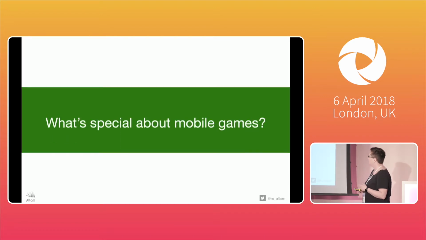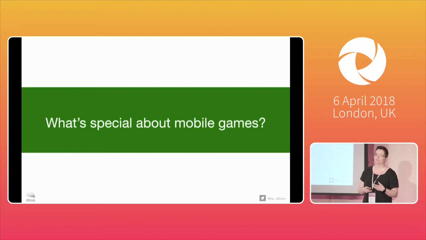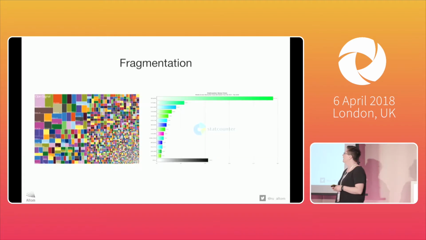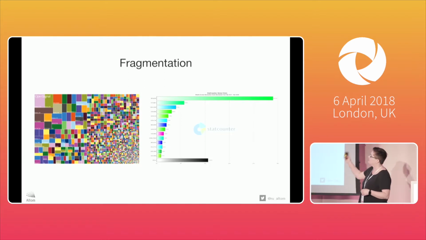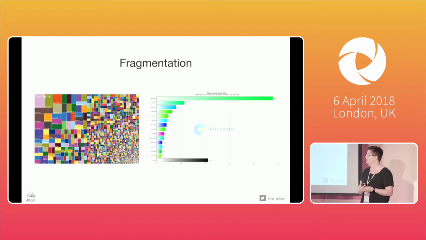So I want to talk a little bit about what I think is special about mobile games and testing mobile games, and the problems that you have with them, mostly in comparison with just basic mobile apps that I think we're all used to. I think you've all seen probably these 2 pictures before. It's a major problem in general with testing mobile apps, the fragmentation issue.